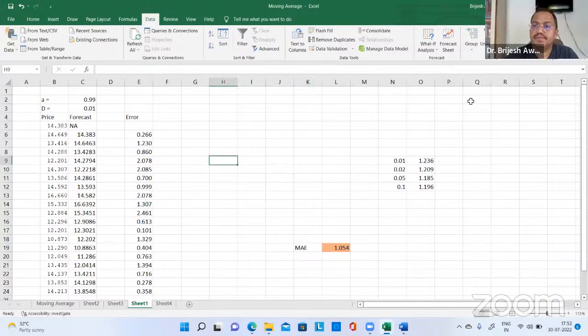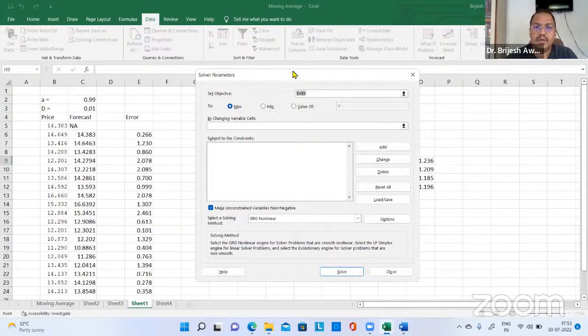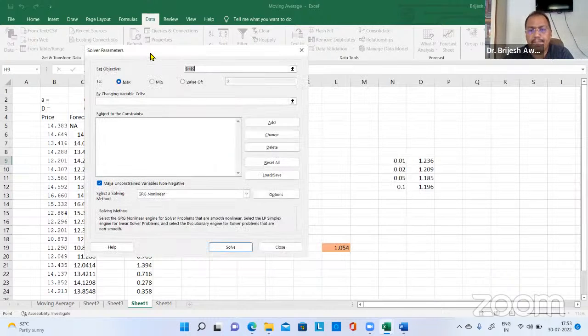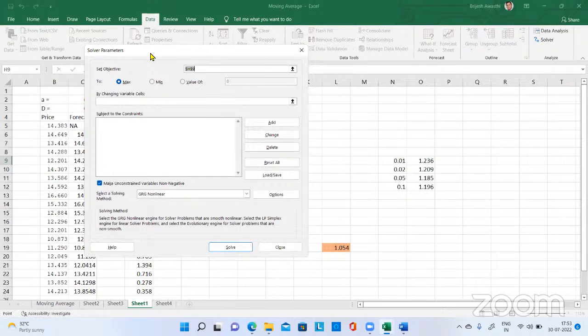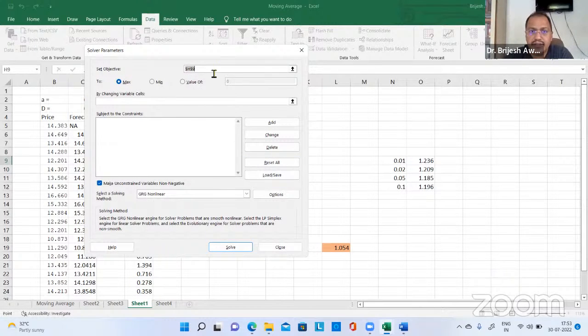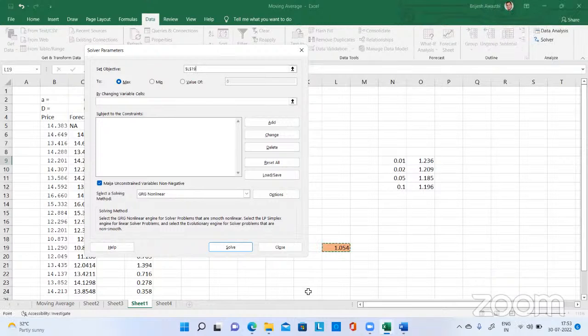Now what I'm going to do, I just click on solver. And you can see in the solver pop-up box, first is set objective. What exactly is your objective right now? To minimize the error. So I just click on this cell where the error to minimize is, that is 1.054. Yes or no? Yes, sir.